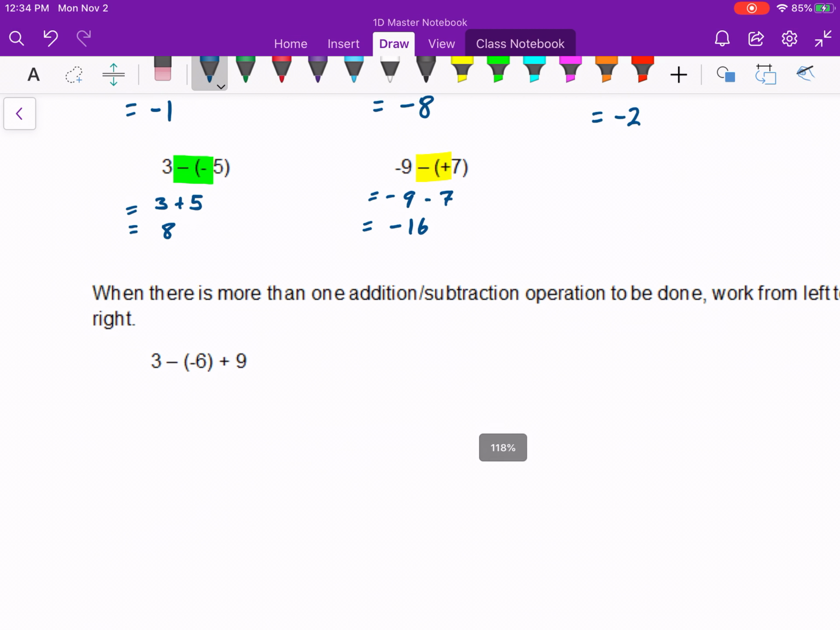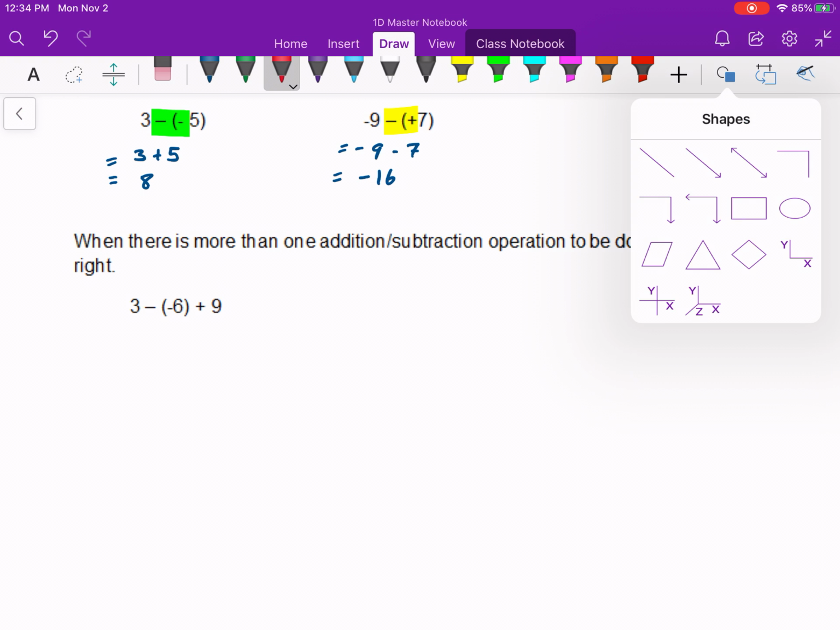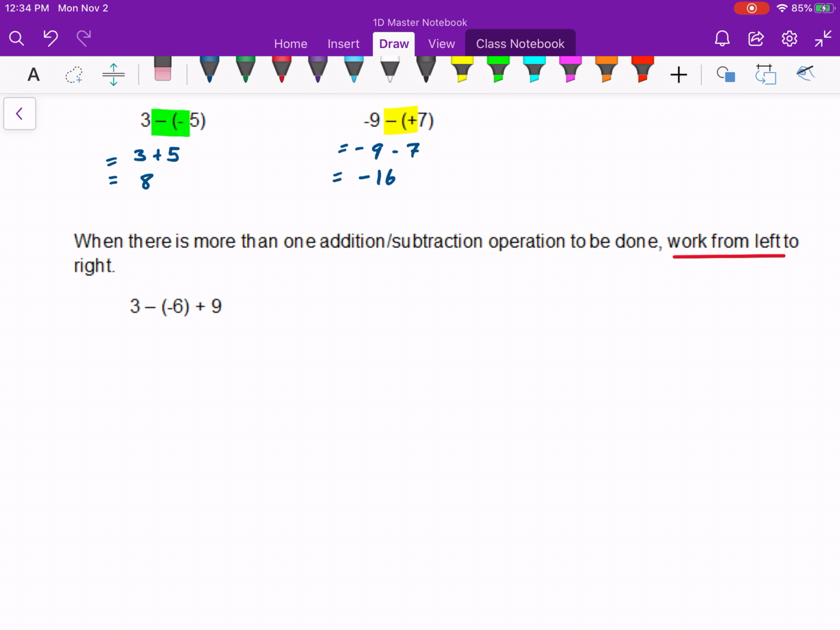There's one more. When there's more than one addition or subtraction operation to be done, work from left to right. Okay, we always in math work from left to right if there's more than one thing going on. So in this one, first thing I want to do is I always look to see these signs, simplify those. So I'm going to rewrite it with simplified signs. Those two of the same sign become positive.